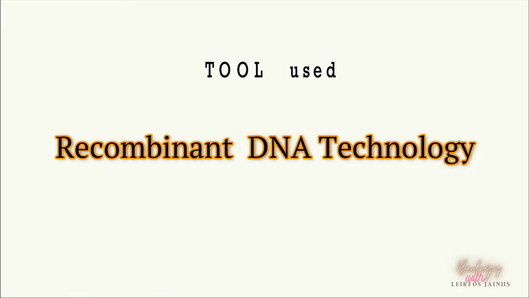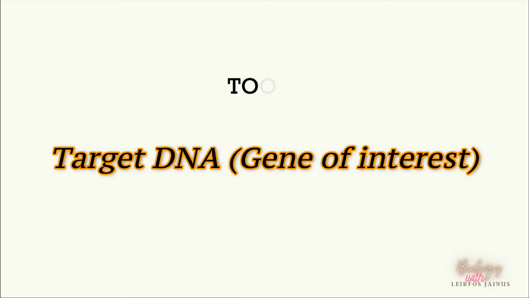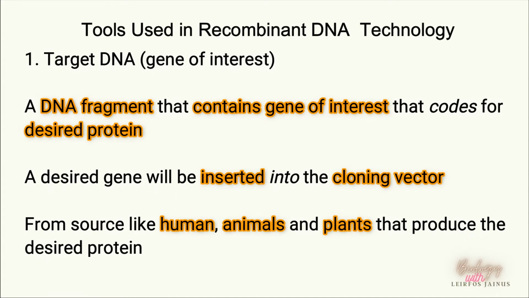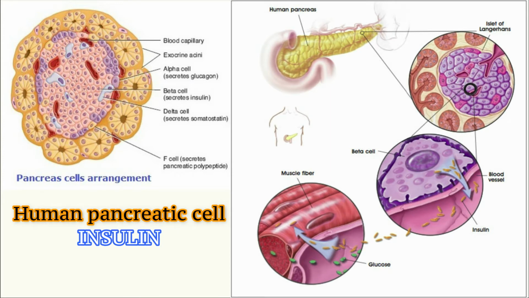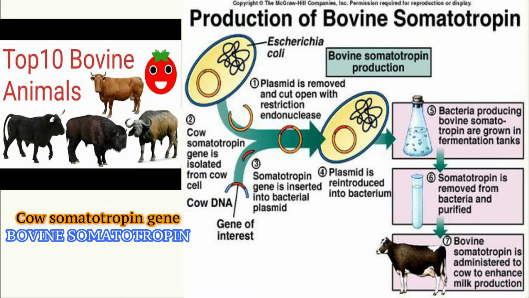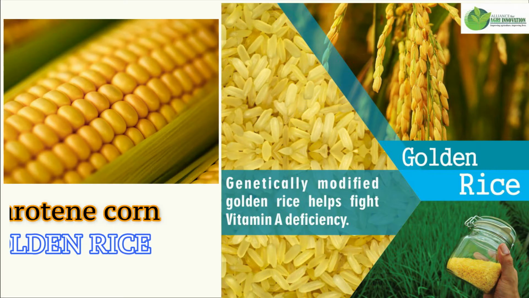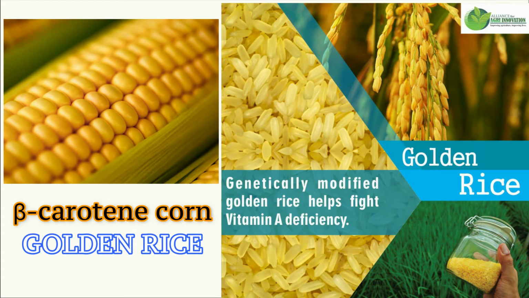Next, let's learn about the tools that we use in recombinant DNA technology. First, we have the target DNA or gene of interest. Target DNA is a specific DNA segment that contains gene of interest that code for desired protein. This target gene can be extracted from human, animals, and plant. Here are a few examples of target gene. The gene that code for insulin from human, somatotropin gene from cow, gene that code for beta-carotene from the corn.